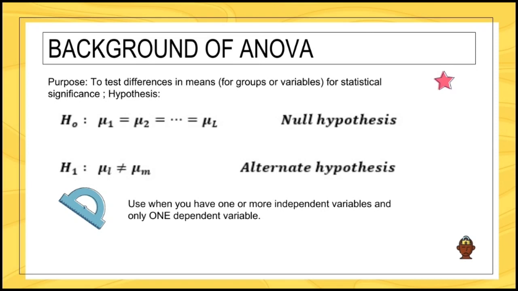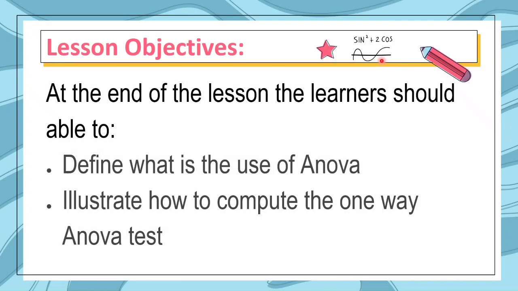Null hypothesis: the mean of population 1 equals the mean of population 2 equals the mean of population 3. The alternative hypothesis is used when you have one or more independent variables and only one dependent variable. Lesson objective is this, but can you just read it on your own, guys?